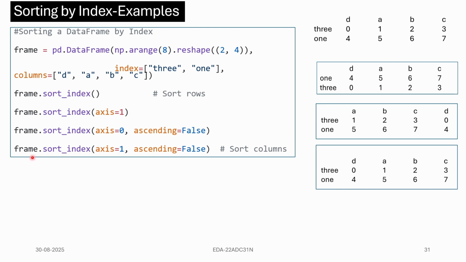Now, when you say frame.sort_index(axis=1, ascending=False), here the labels of the columns are going to be considered for sorting, which are nothing but D, A, B, C, which will now be rearranged in descending order, which results in this particular data frame where we have the column labels D, C, B, A. So this is how the sort_index can be applied both on series as well as data frame objects.